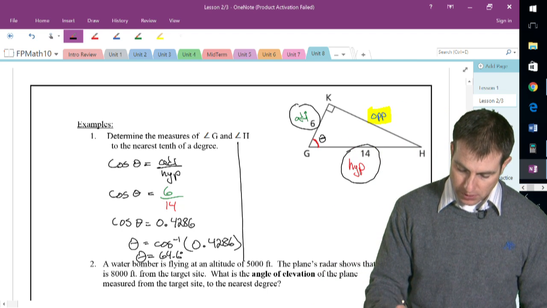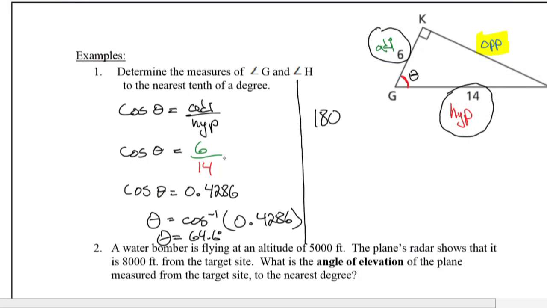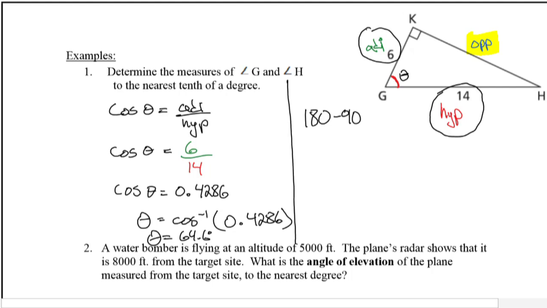I'll maybe section this off. I'm going to go 180 minus 90 minus 64.6. And whatever's left is going to be the angle. So 25.4, of course.